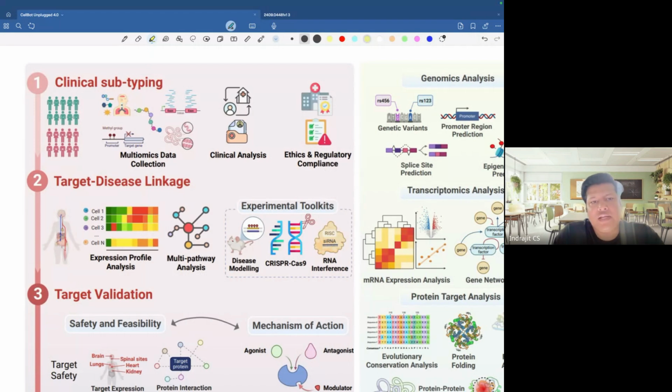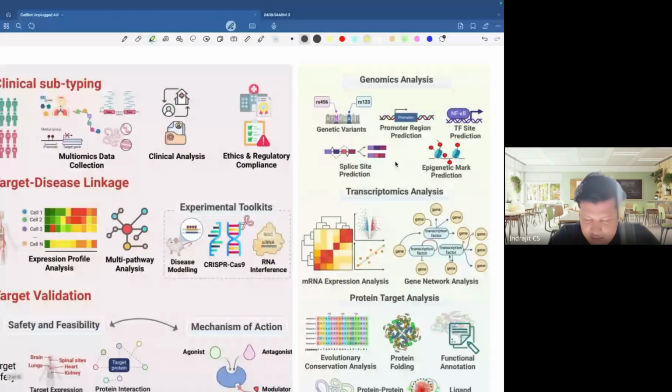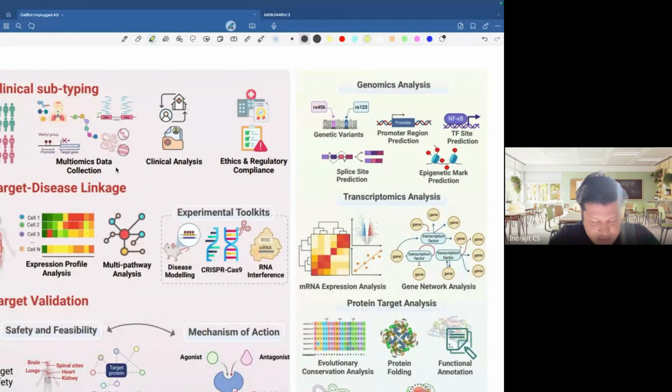Understanding this stage, the disease mechanism stage, is crucial for the first stage of drug discovery and development. The primary aim of this stage is to identify a suitable protein target for the potential drug to act upon. If you look at this, the first step in clinical subtyping involves multi-omics data collection. Then you have clinical analysis, and then ethics and regulatory compliance. This starts with genomic analysis, which includes genetic variants, promoter region prediction, splice site prediction, and epigenetic mark prediction.